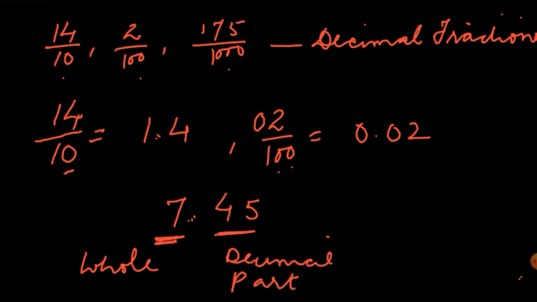Okay, and we always read this number like 7 point 4 5. Never read it like 7 point forty-five. It is always 7 point 4 5. Why? Because the value after this goes on decreasing. This is 4 tenths. This is 5 hundredths.